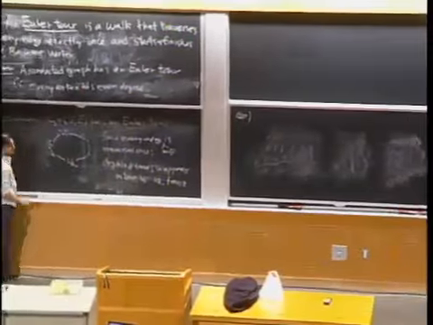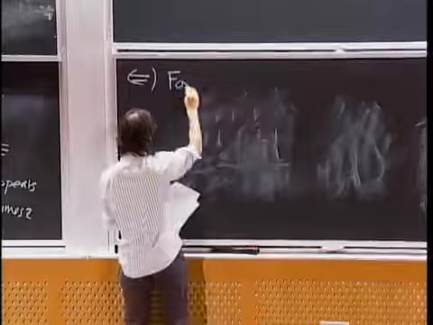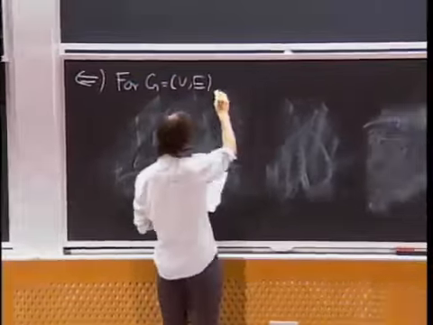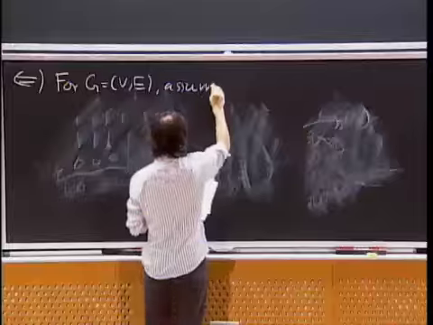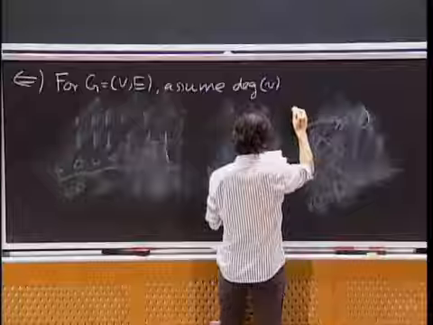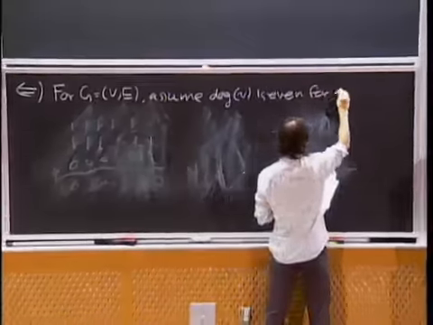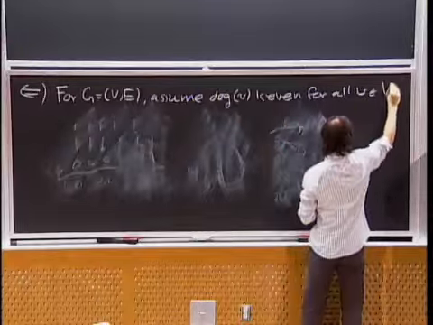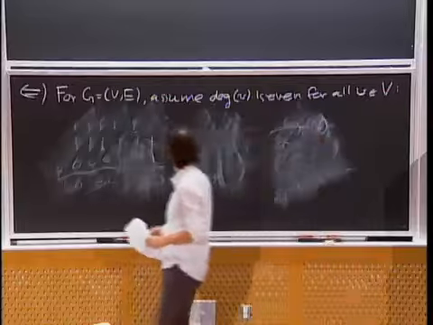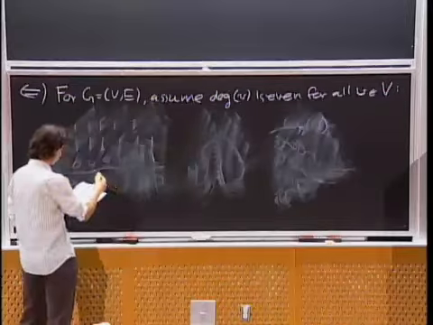Now we have to assume that every vertex has even degree. So let's write this down. So say we have a graph, and for this graph, we actually assume that the degree of every vertex V is even. Well, what can we do? Well, this is sort of a creative trick, so let me just continue here.